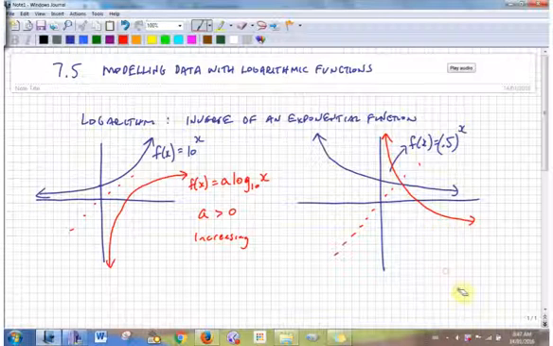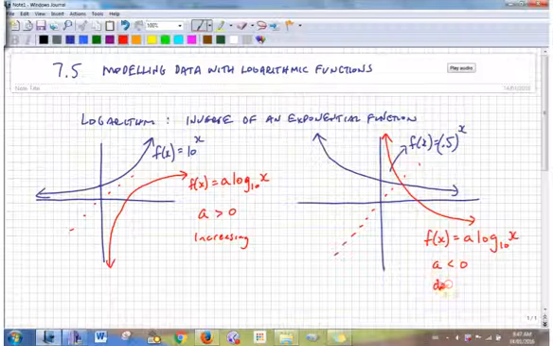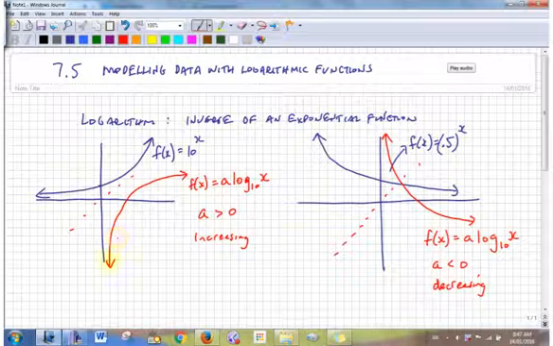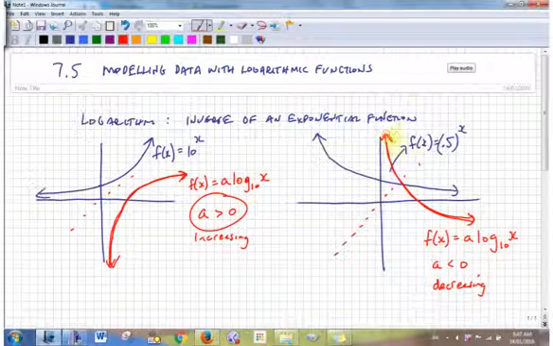That is also f of x, a function of x, in the form a log base 10 of x, but here a is less than 0. Sorry, a is negative. The function is decreasing. So you got to know this. You know the shape of an exponential function. You got to know the shape. A log function will look like that if a is positive, and it'll look like this if a is negative.